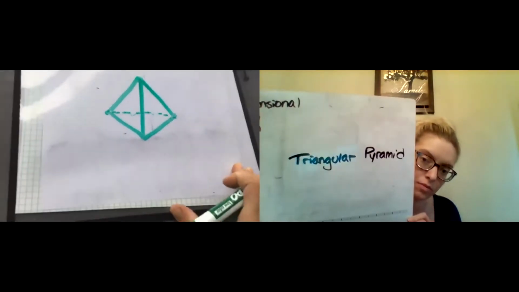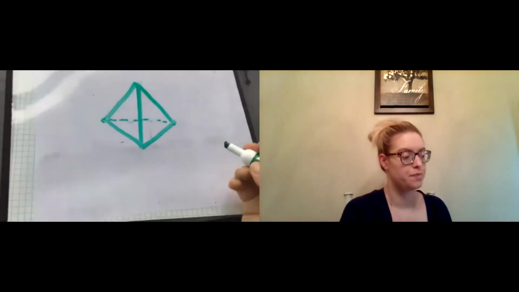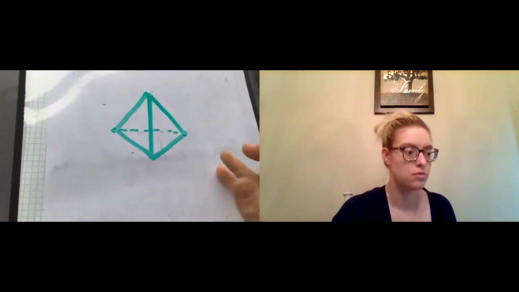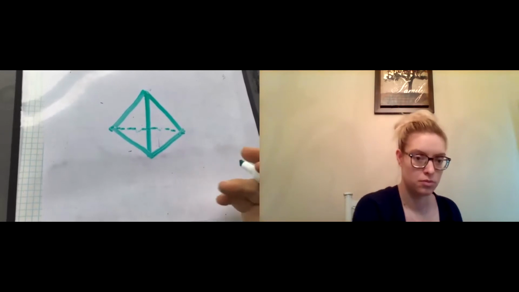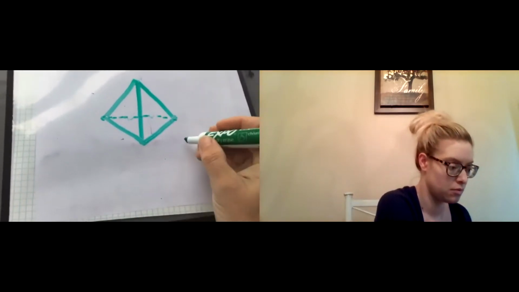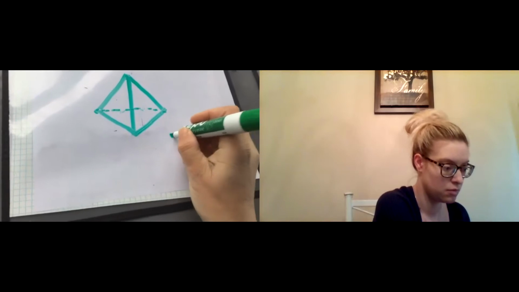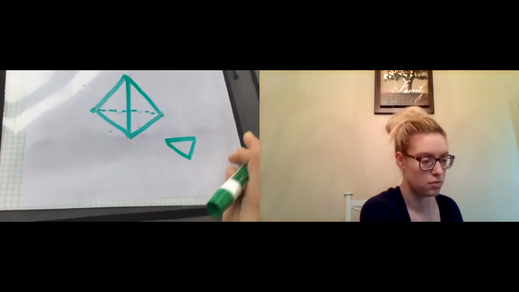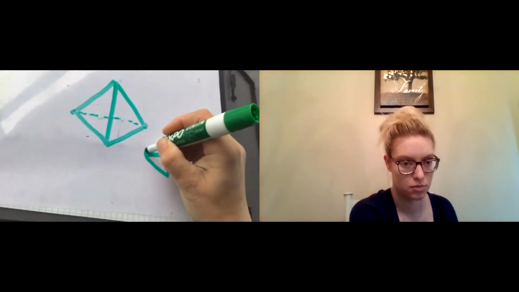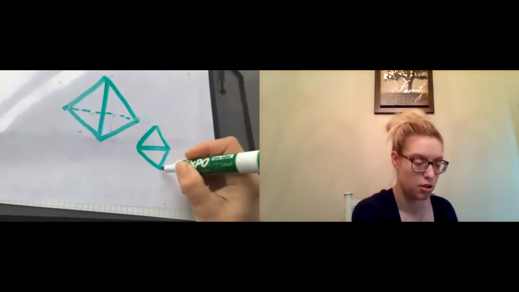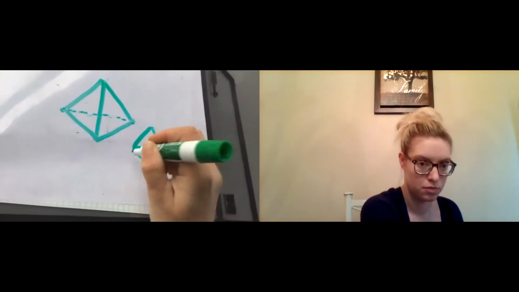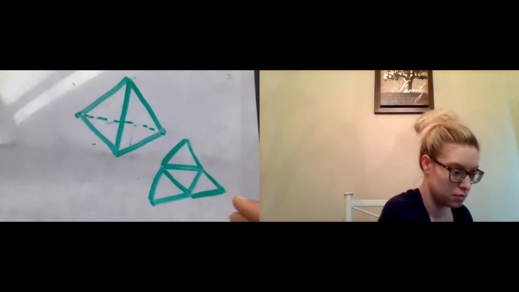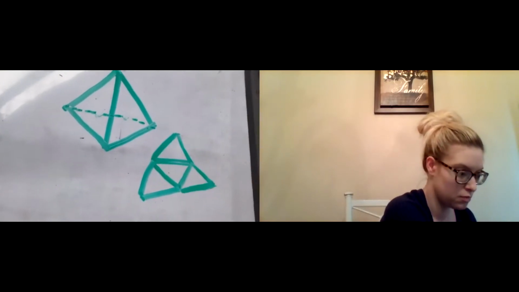Now I want to show you guys something. Later in your math project, you guys are going to be creating these out of what's called nets. So what would this look like as a net? Well, my base would be a triangle. Okay, so there would be a triangle, and then there would be 3 other triangles. This is what this would look like if I were cutting it out and folding it into that 3-dimensional shape.